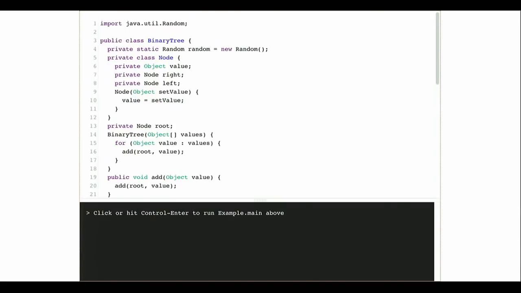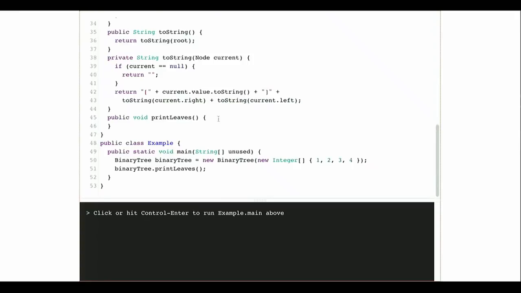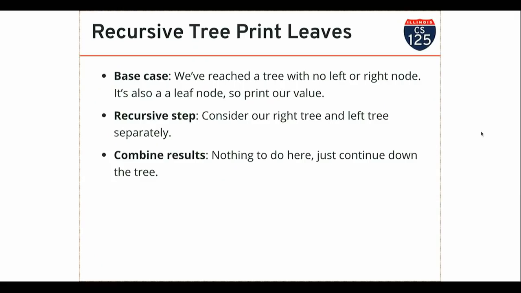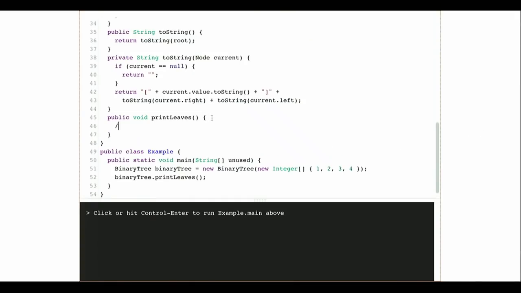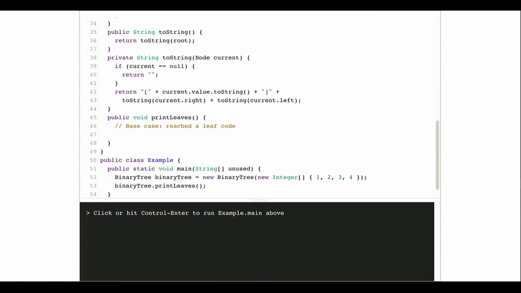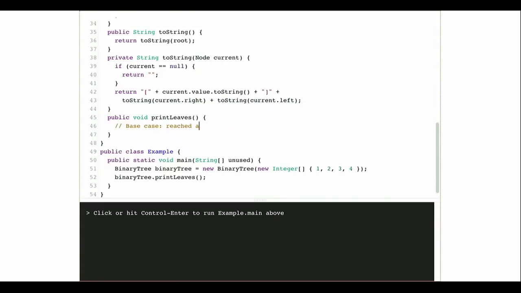Okay, so let's do this. We have our typical binary tree class. I have a function called printLeaves that's sitting here waiting for us to work on it. So let's just go back to our strategy. Okay, so my base case is reached a leaf node. The first thing we usually do is we're going to restart this on the root of the tree.